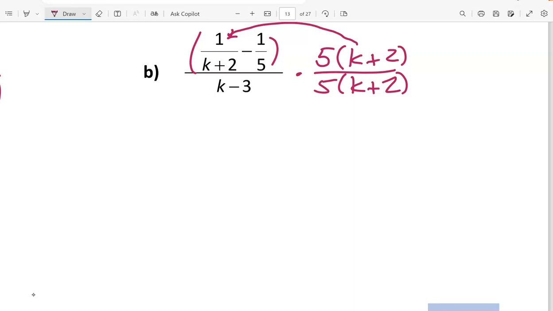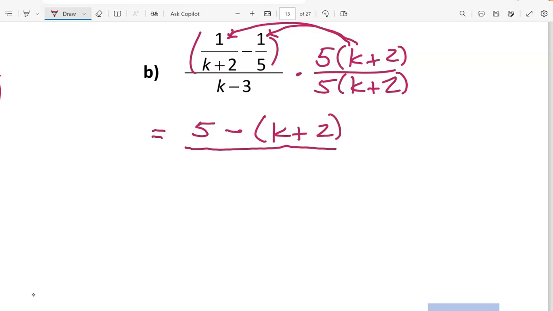When we distribute the multiplication by 5 times k plus 2, the k plus 2's cancel, and that leaves us with 5. And then when we distribute that multiplication times 1/5, the 5's cancel, and that leaves us with k plus 2, but that k plus 2 is following a subtraction sign, so it needs to stay in parentheses for the time being.